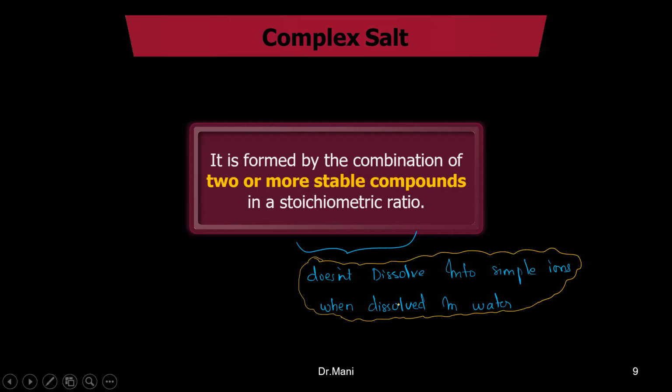Remember this. This is very, very important. How do you differentiate the complex salt and the double salt? Double salts will dissolve into ions in water, complex salts will not. Is that clear? This is the very important characteristic of the complex salts, the dissolution behavior. Double salts dissociate into simple ions, whereas here it will not dissociate into simple ions. Any doubts?